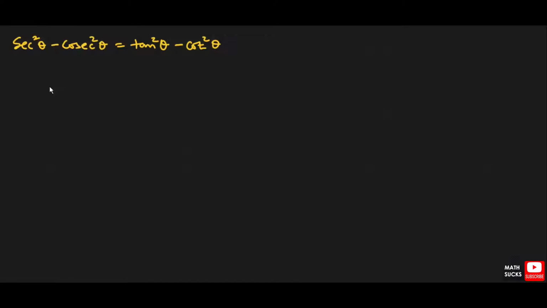So what's the approach here? The approach here is that first of all, you need to have an idea of what the sec and the cosec are, which I suppose you do. But as a reminder, we know that sec theta is the same as 1 over cos theta, and cosec theta is the same as 1 over sine theta. Further still, we also know that tan theta is the same as sine theta over cosine theta, and then the cot is the reverse of this.